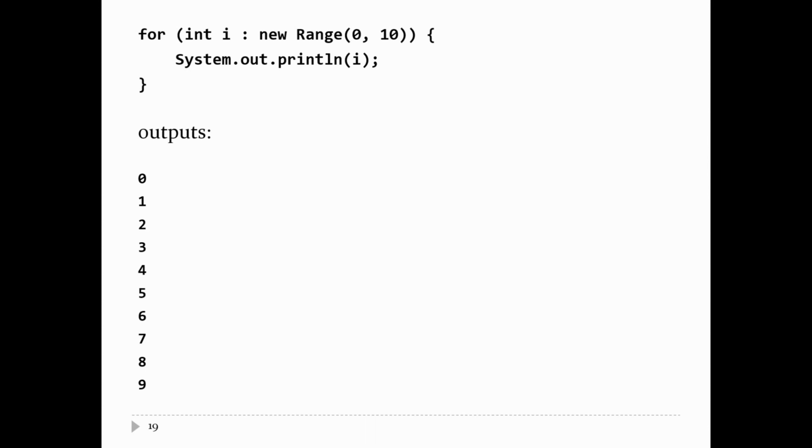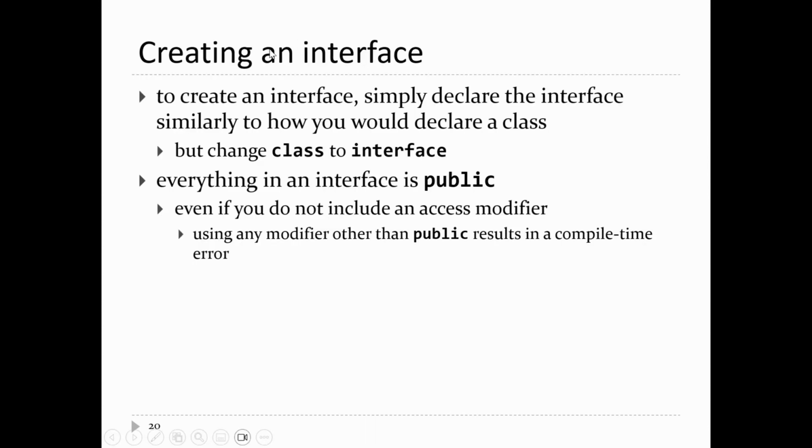What if you want to make your own interface? To make your own interface, it's dead easy. You simply declare the interface the exact same way that you declare a class. Instead of using the word class, you use interface. And then everything is public in the interface, even if you don't include an access modifier. If you use any access modifier other than public, the compiler will complain. So an interface describes the public interface of a type.